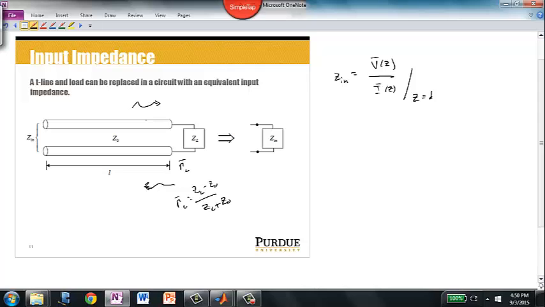So I want you to notice two things about this equation. First is that input impedance is total voltage divided by total current. So it's different than the characteristic impedance Z0, which was either forward voltage and forward current or reflected voltage and reflected current. So they're not the same thing. The other thing I want you to notice is that input impedance is a function of distance along the transmission line, d. Therefore, unlike characteristic impedance, which is constant for a transmission line, input impedance will change depending on the length of the transmission line.